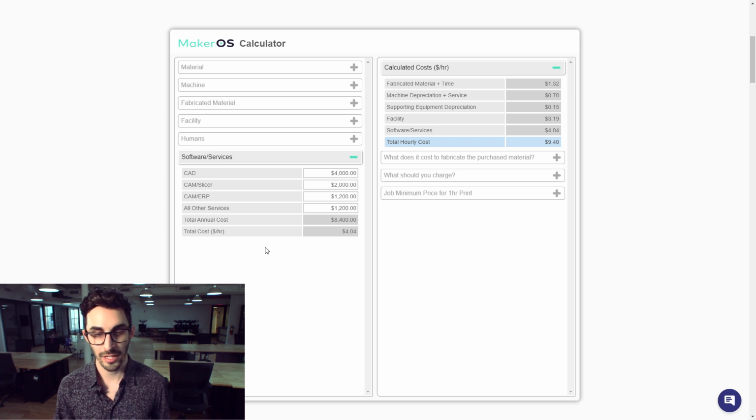For your CAM and your slicer, you could be using many different things, or your ERP system. Look at all your other different software that you use for your Gmail, for your website builder. All those other things that go into running your business are for the purpose of you offering services in the first place, right? So you should include them as costs.